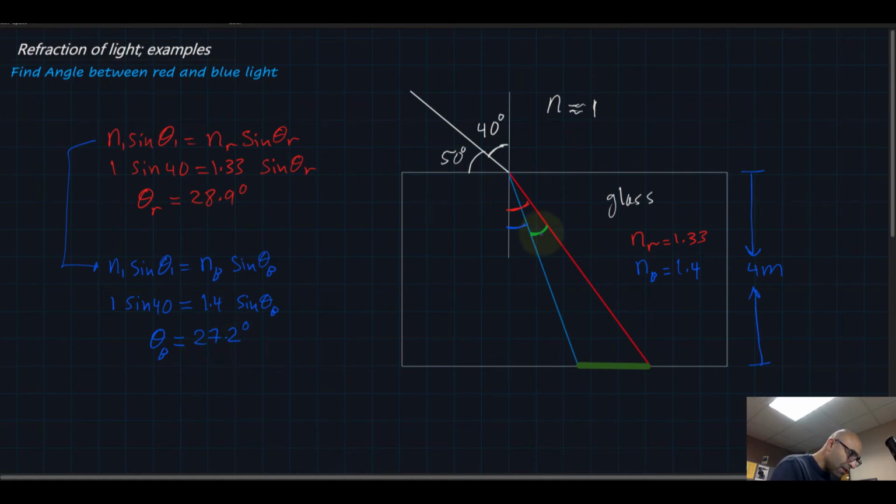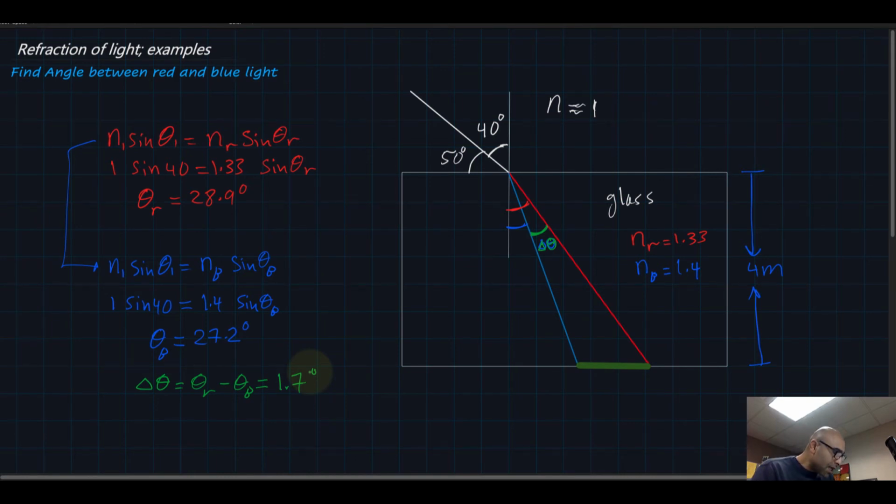Okay, so we found theta r to be 28.9 degrees and theta b is equal to 27.2. Now to find this angle, I'm going to call this delta theta. Maybe I should use the green. Delta theta should be equal to theta r minus theta b, and that should be equal to almost 1.7 degrees. You might find it a little bit more or less, depending on how many approximations you did for the sine theta calculations.